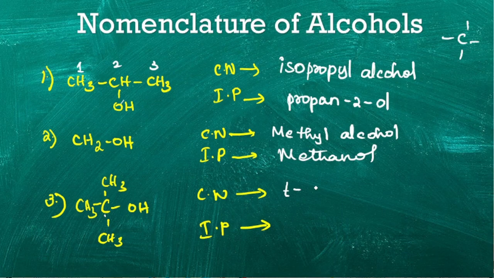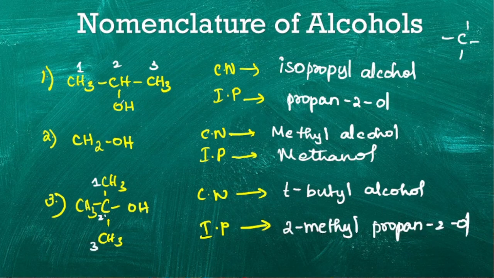T stands for tertiary. Now, for the IUPAC name, the longest chain should be numbered 1, 2, 3. So you have to write 2-methylpropan-2-ol. 2-methylpropan-2-ol is the IUPAC name that you can give for this compound.